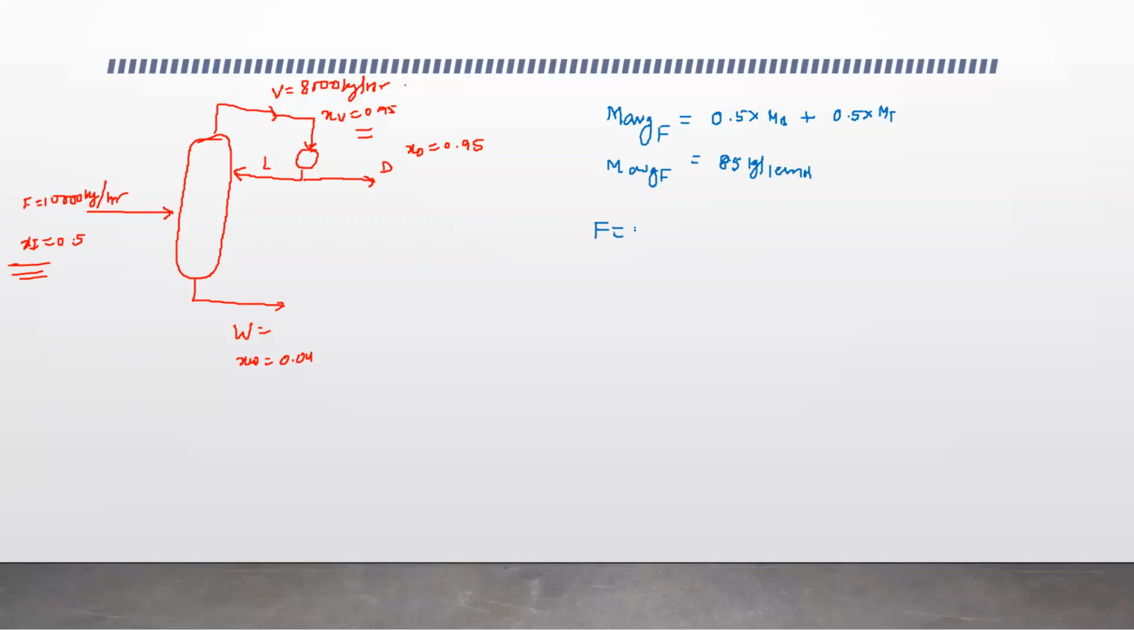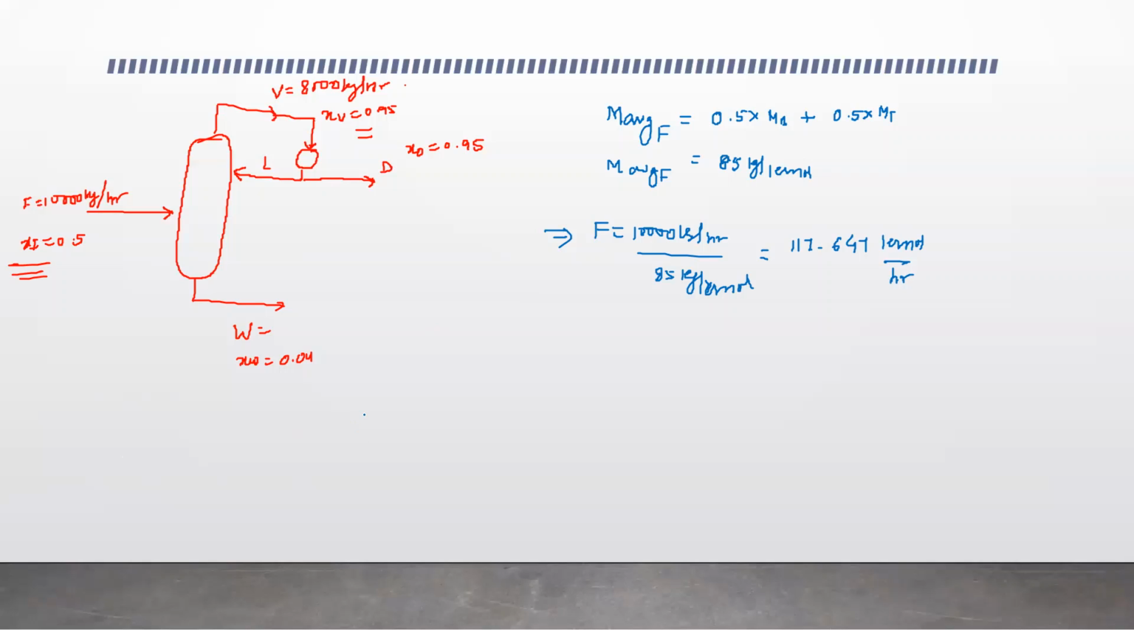Hence, feed is 10,000 kg per hour upon the average molecular weight, that is 85 kg per kilomole. Hence, we get this as 117.647 kilomole per hour. Correct. That is F. Okay. Then, similarly, we need to calculate the average molecular weight for vapor.